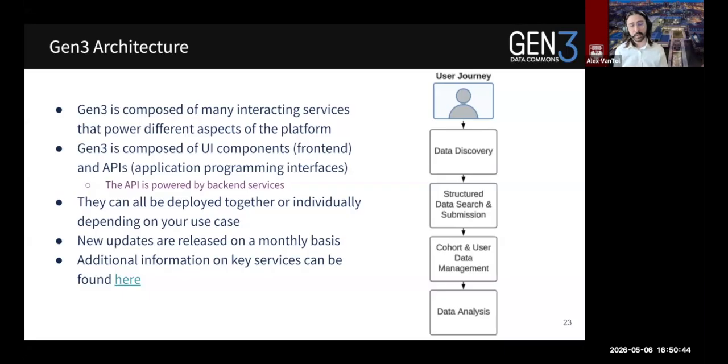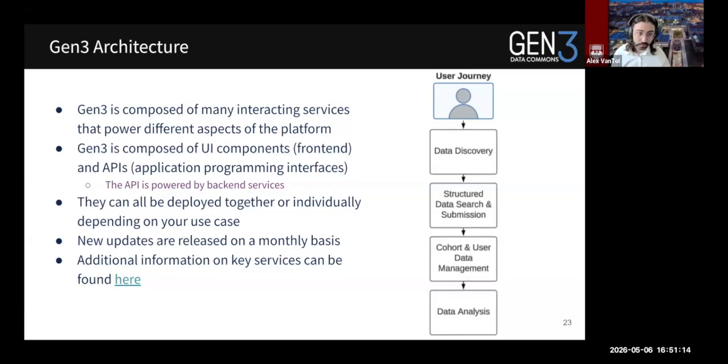From the researcher perspective, someone who's coming into Gen 3, which you can think of as a data platform, it's all about the data that's in the system. So the first thing that people want to do is discover what's available. They want to know, maybe before they even have access to the data, let's say the data is controlled access, how much data is available. Is there enough for me to answer a research question that I may have?